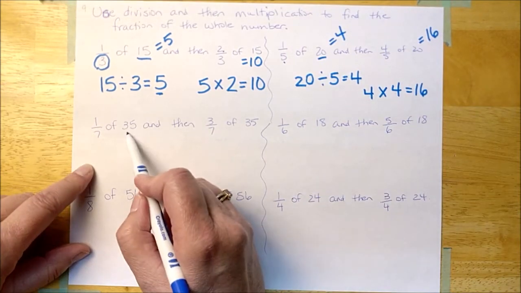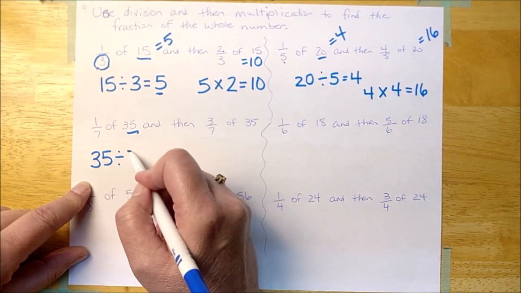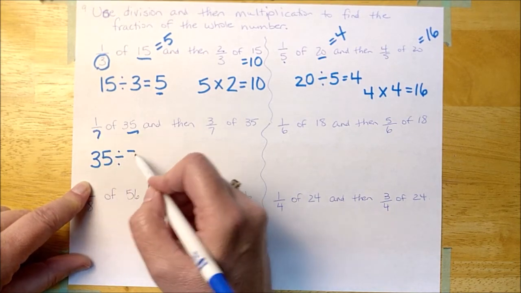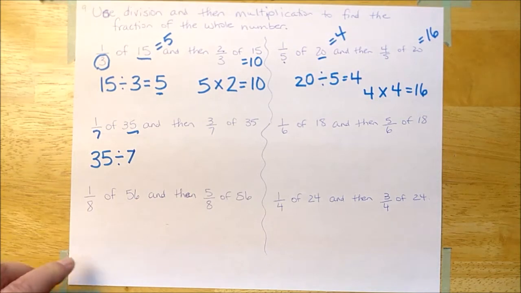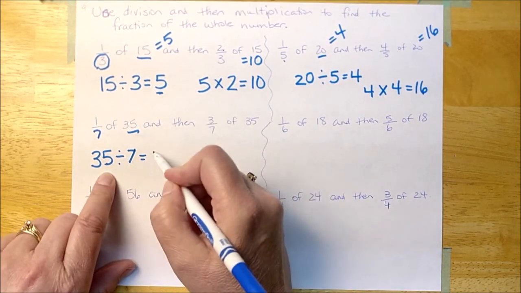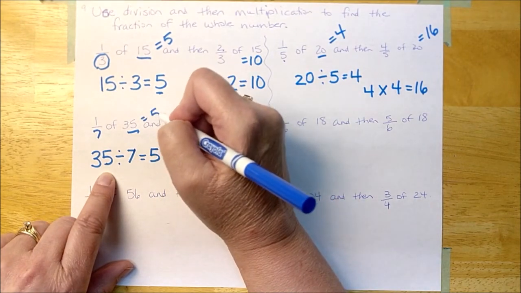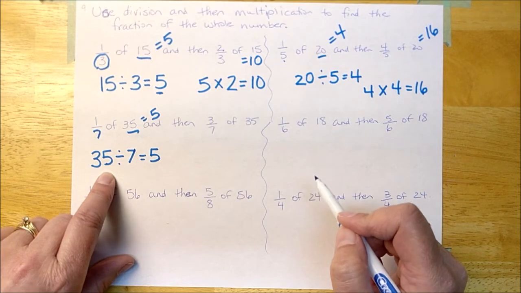Here I have 35. That's a big number. So 35, and I have to make 7 groups. Oh, I know this is in my 5 times tables because it ends with a 5. So 7 times 5 is 35. So if I got one of those, I would be getting 5 of the 35.